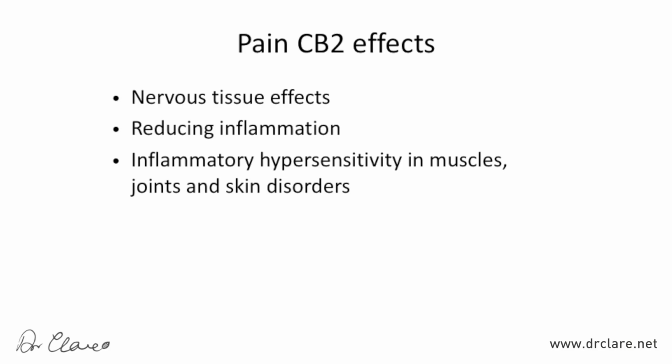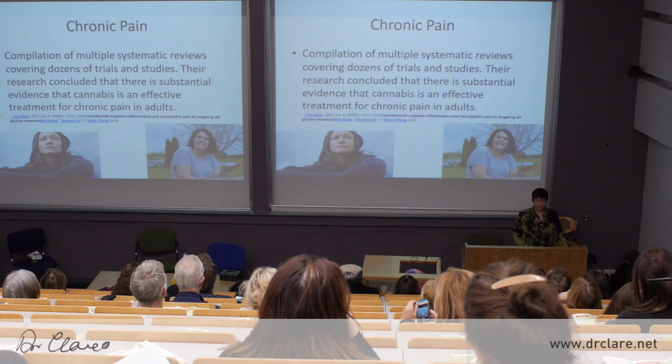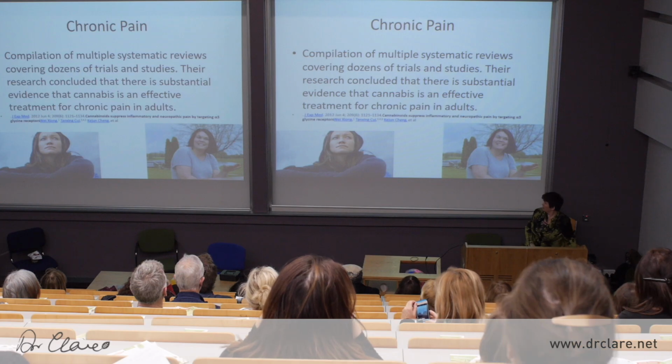So CB2 effects are in nervous tissue, reducing inflammation, hypersensitivity in muscles, joints and skin disorders in particular. These are the two faces of chronic pain.